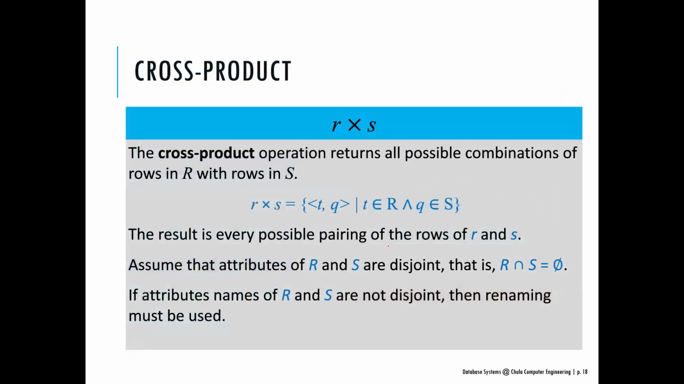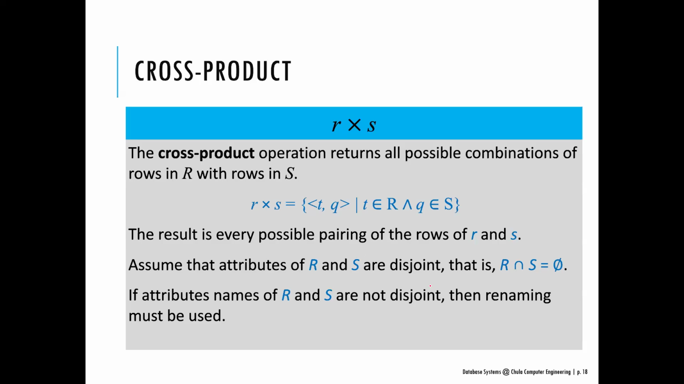Now comes the cross product operator. What cross product does is return all possible combinations of the rows in R and the rows in S, on both sides of the operator. So if I say R cross product S, you get all the T and Q where T belongs to R and Q is a member of S. So the result would be every possible pair from R and S.